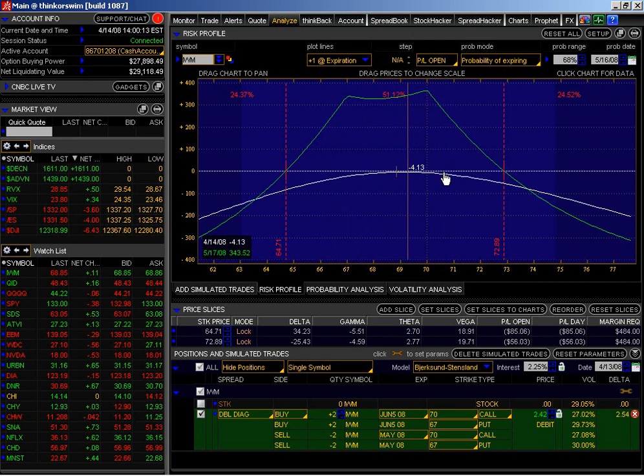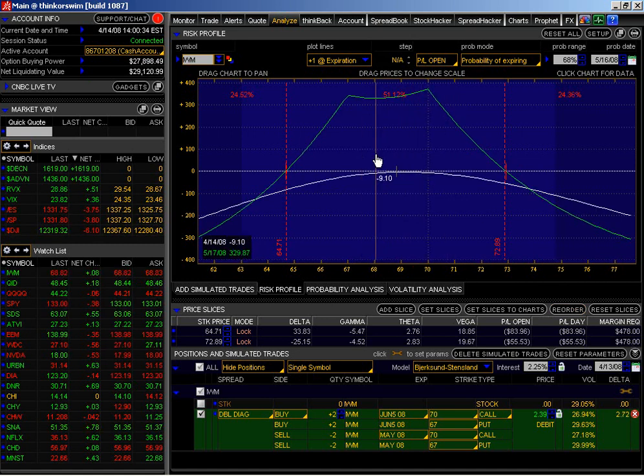And I like to see this middle section nice and wide and nice and tall for a double calendar. So that's not too bad. On 2 contracts, we've got a potential $340 to $360 in profit. We've got a $478 margin requirement, which is nothing, which is very, very good.